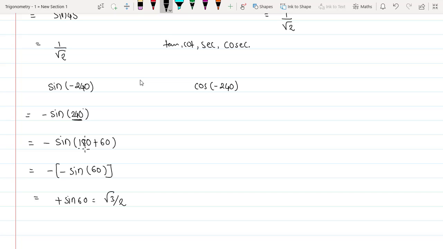Coming to this cos of minus 240. Okay, so cos of minus theta is cos theta. And as this is lying in the third quadrant, and in third quadrant cos is negative, I will give you one minus sign. So cos of 180 plus 60, which is nothing but minus of cos of 60, which is nothing but minus of 1 by 2. जमता? Is it okay? हो.